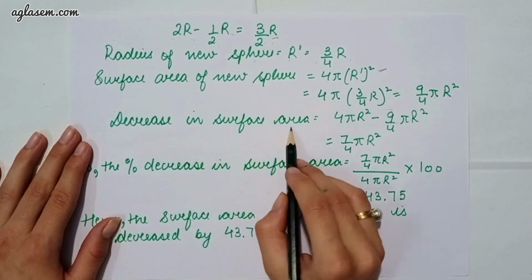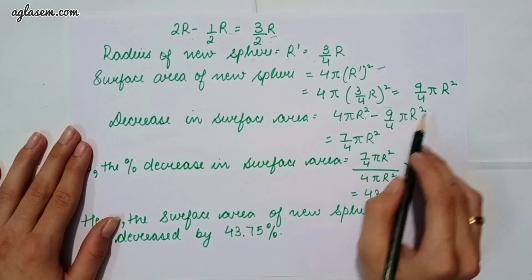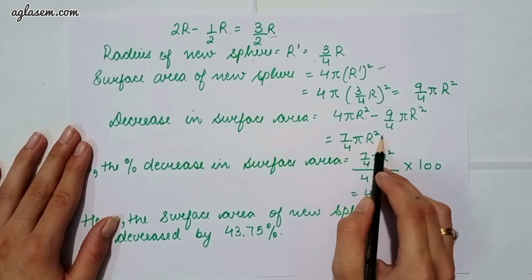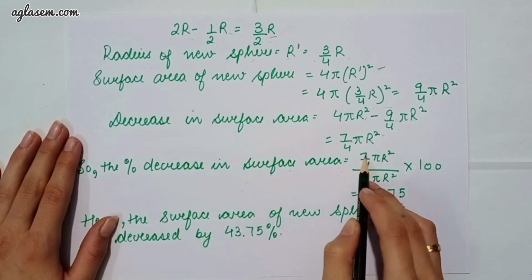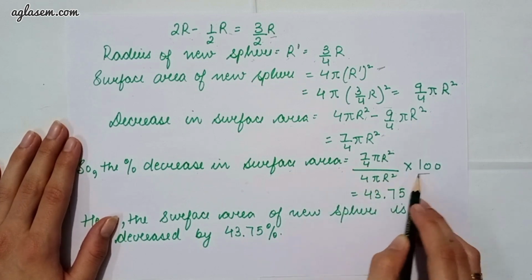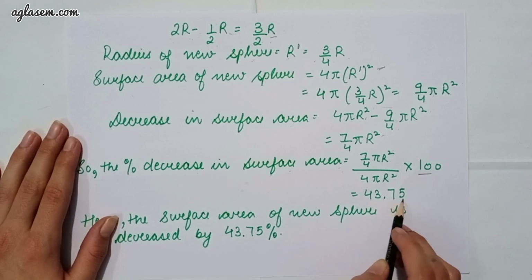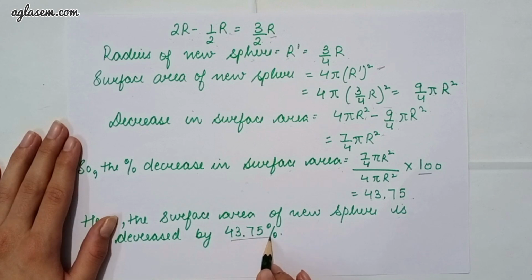So the decrease in surface area, that is 4 pi R square minus 9 by 4 pi R square, will give you 7 by 4 pi R square. Further, the percentage decrease in surface area is 7 by 4 pi R square divided by 4 pi R square into 100, which will give you 43.75. Therefore, the surface area of the new sphere is decreased by 43.75%.